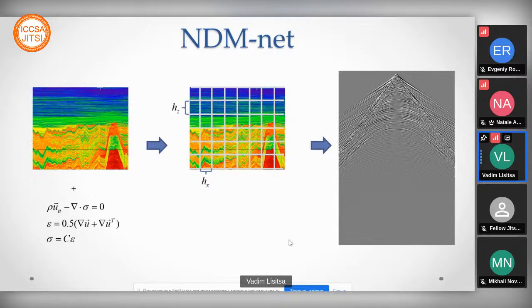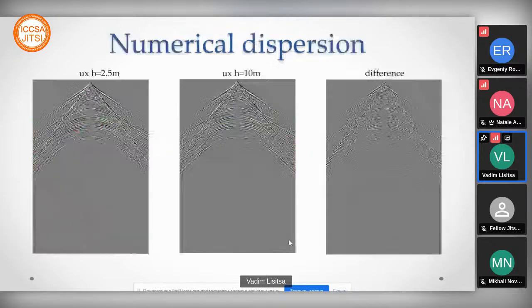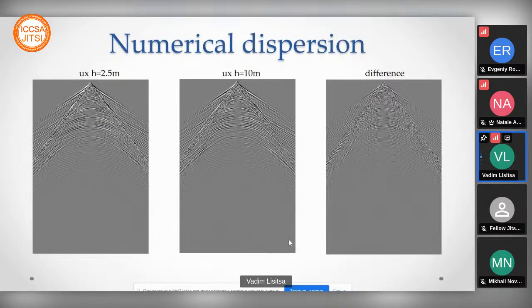Of course, if we use a very fine mesh, we can get extremely nice results, but it's going to take forever. And if we use a coarse mesh, we'll get quite inaccurate results, which will be close to reality but polluted with high numerical distortion. The idea of the NDM net is to use machine learning not to compute the seismogram from scratch, but to correct seismograms computed on a coarse mesh and clean up the numerical dispersion from this data. This is an example of what happens with different meshes: fine mesh on the left, then coarse mesh, and then the difference between them, all presented on the same scale. You see that the difference is up to 100%, which is not that nice.